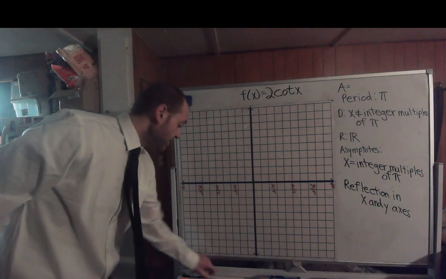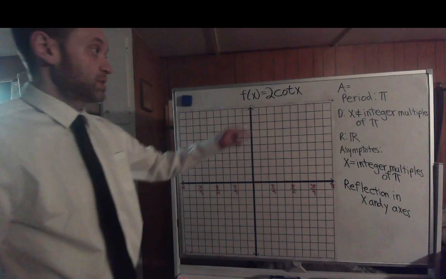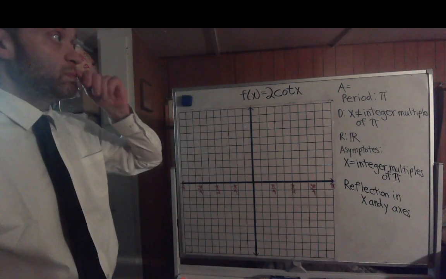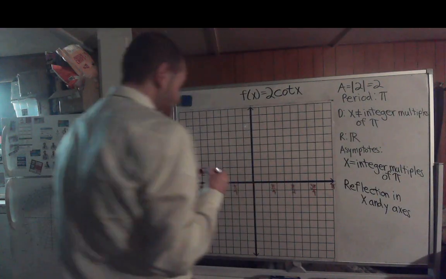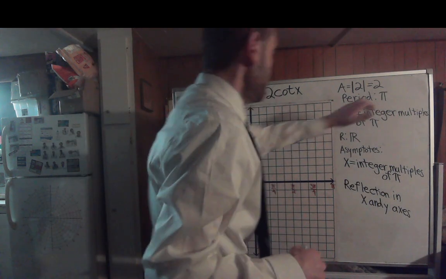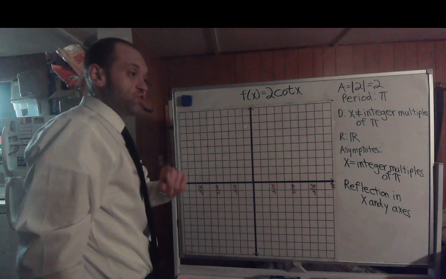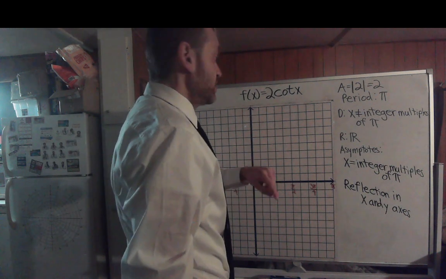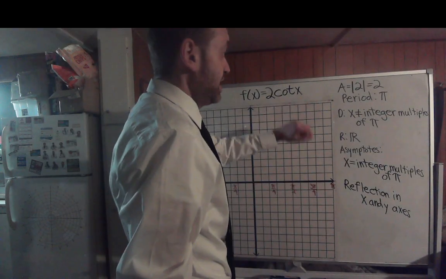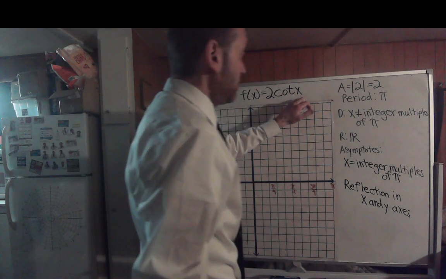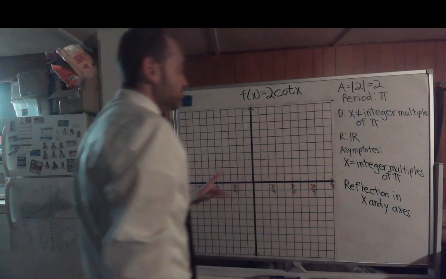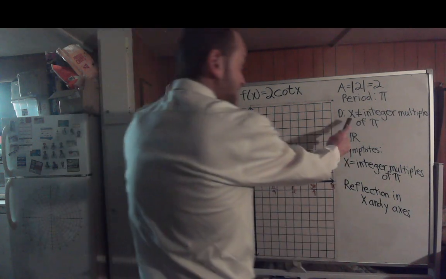Now, f of x equals 2 times the cotangent of x. So the amplitude is the absolute value of that coefficient, so the absolute value of 2 is just 2. Your period still hasn't changed, which we'll get to period changes in a bit. It would only change if you had a coefficient on the x, and you only have a coefficient of 1. So period's still pi.